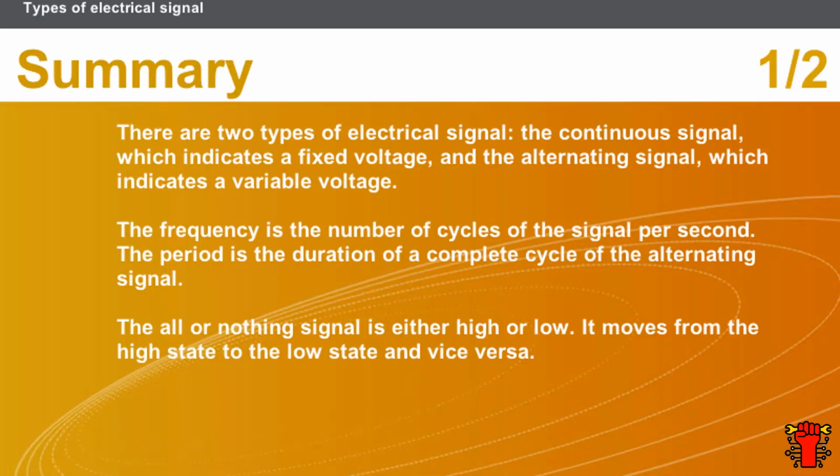In this chapter, we covered the following points. There are two types of electrical signal: the continuous signal, which indicates a fixed voltage, and the alternating signal, which indicates a variable voltage. The frequency is the number of cycles of the signal per second. The period is the duration of a complete cycle of the alternating signal. The all or nothing signal is either high or low. It moves from the high state to the low state and vice versa.